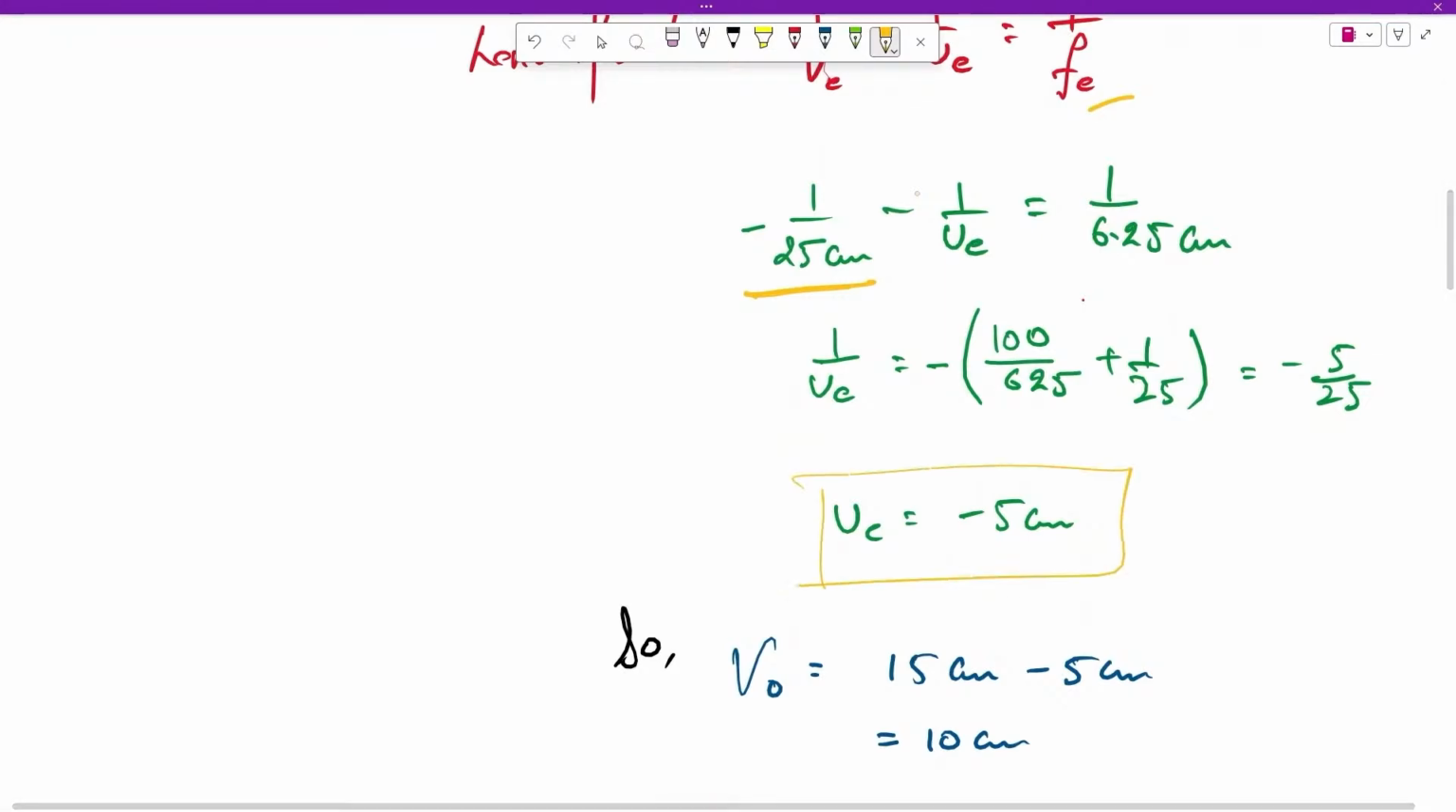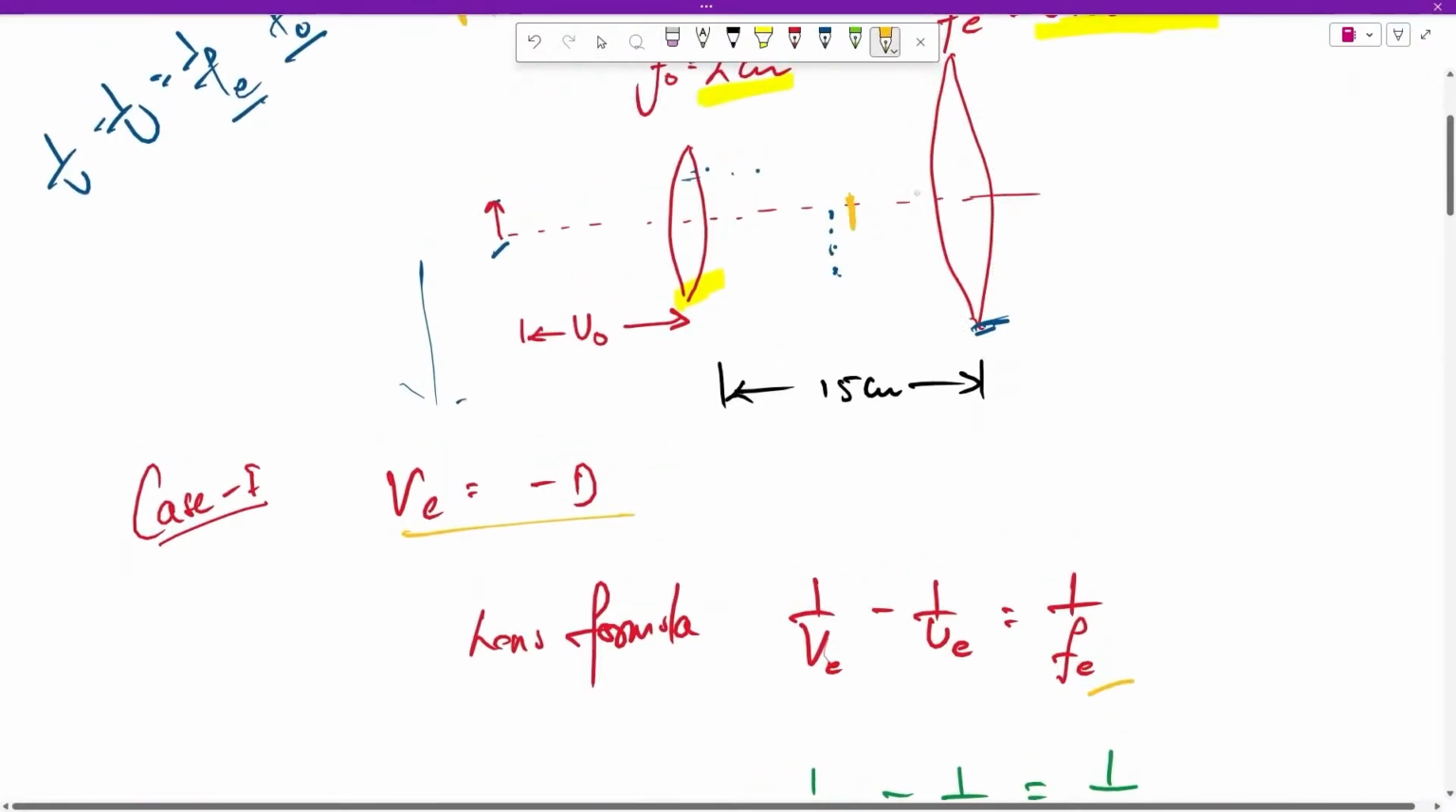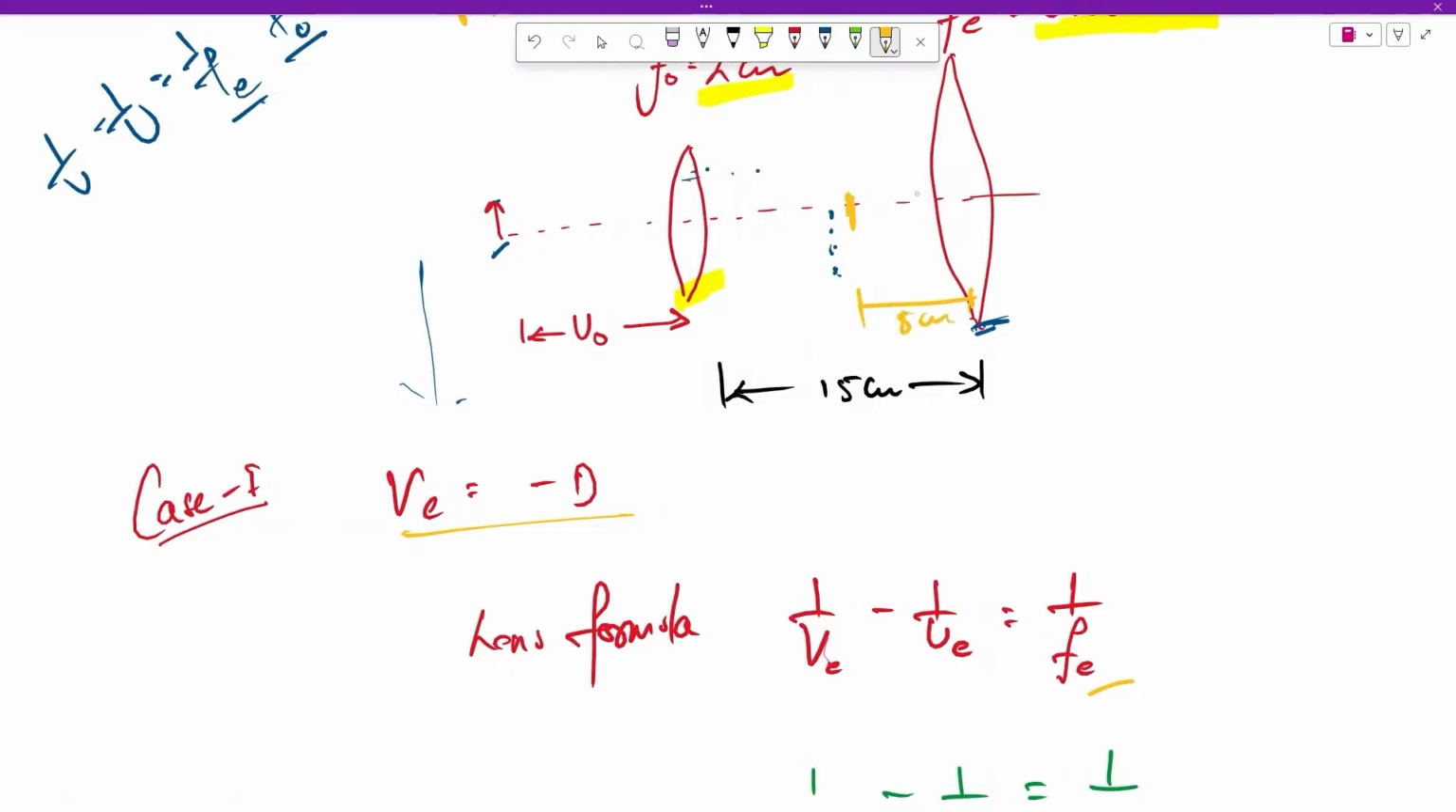So it means that the object for the eyepiece should be at minus of 5 centimeter, or with proper sign convention, the object should be here at a distance of 5 centimeter from the pole of this lens. Now for the image to form at minus D, the object should be here. Now for this lens, what is the distance between this lens and this image? So the image by the objective is going to be treated as the object for this eyepiece. So if the object should be here, that is 5 centimeter from the left of the lens, then the image formed by the objective should be at 10 centimeter on the right side of this lens.